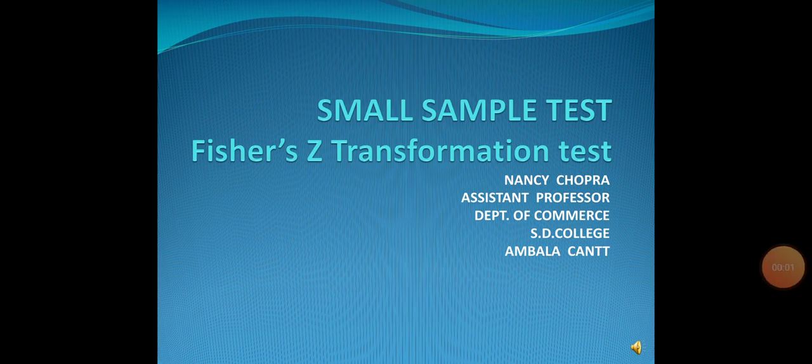Hello students, now let's start with our third video. In this we are going to discuss the Fisher's Z transformation test, which is also a small sample test. Let's hope that you have a clear view regarding the t-test and its applications. Now let's move on and start with the Fisher's Z transformation test.